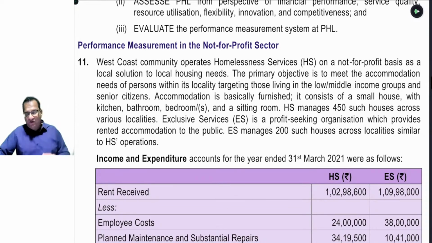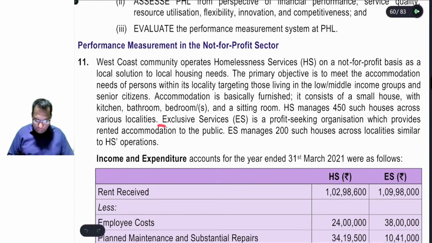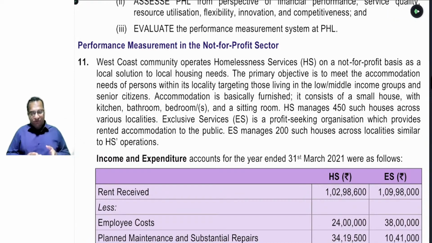So, in the absence of any other comparable competitor, we are comparing with an organization that is meant to earn profit. The name of that organization is Exclusive Services. EF is a profit-seeking organization which provides rented accommodation to the public, and our competitor managed 200 such houses across similar localities to our operation. For the first para, what is the name of our company? HF. What is the name of our competitor? EF. Both are providing the accommodation service within that area itself.